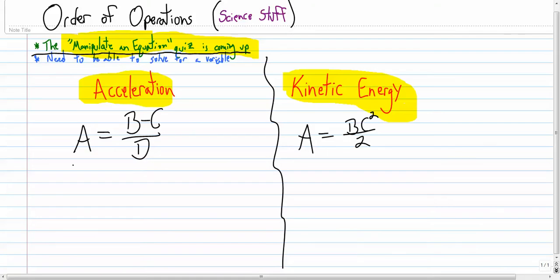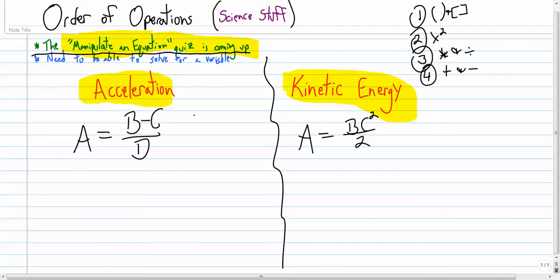Okay, so rule 1 was do parentheses and brackets first. Rule 2 was take care of any exponent type stuff. Rule 3 was take care of multiplication and division. And then lastly, we do addition and subtraction.